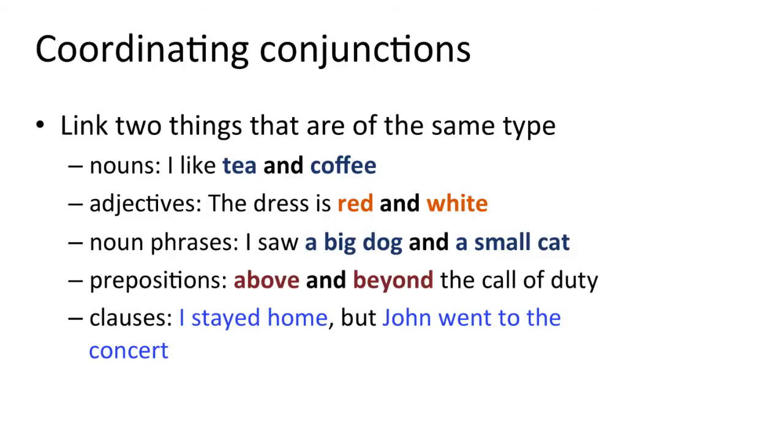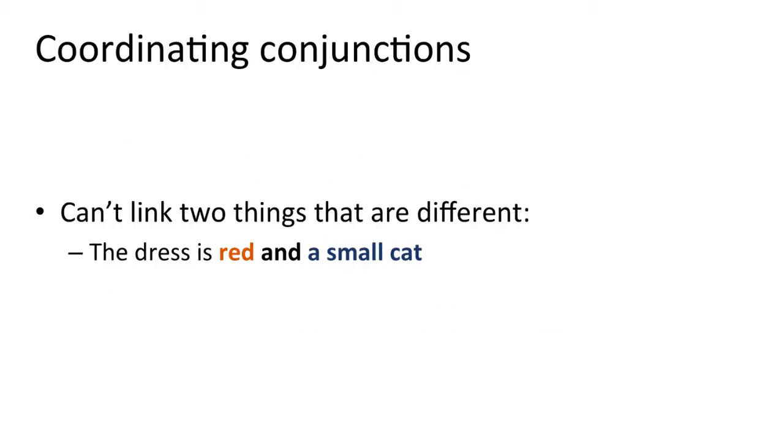So coordinating conjunctions can link together different kinds of things, but the two things that they link together have to be of the same type. We can't, for example, use a coordinating conjunction to link an adjective and a noun phrase. The dress is red and a small cat.